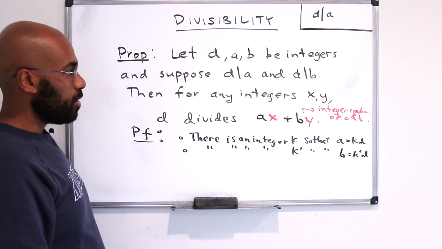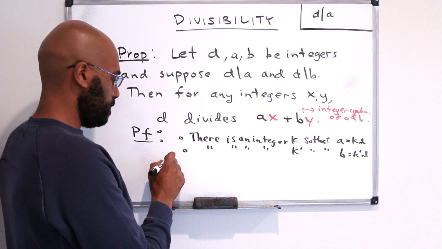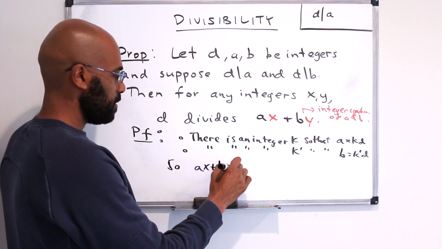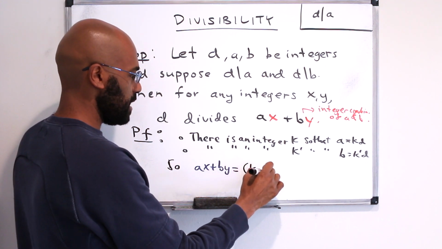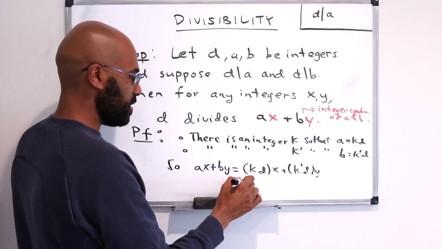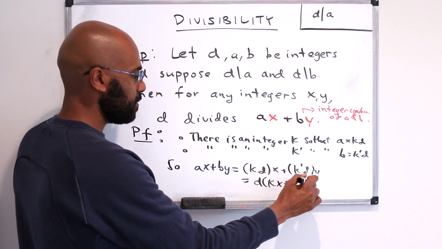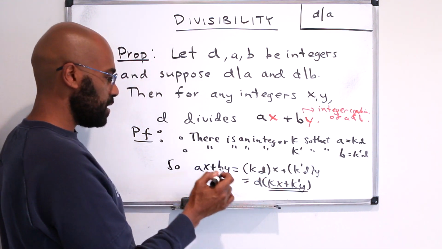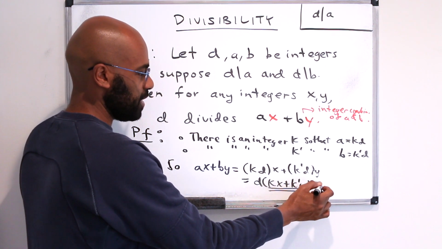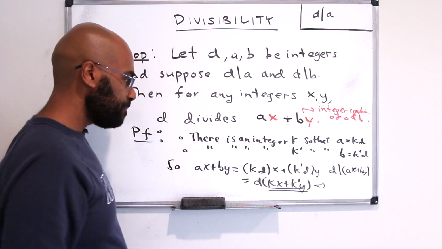Okay, now if we put all of this together with this expression, we can say that AX plus BY is KDX plus K prime DY. And here we can factor out D and get D times (KX plus K prime Y). It doesn't really matter what this expression is. The point is that this expression now is a multiple of D, right? So this gives us the conclusion that we want, that D actually does divide the quantity AX plus BY.